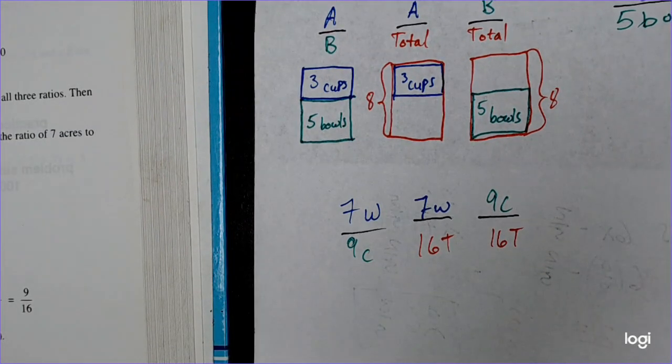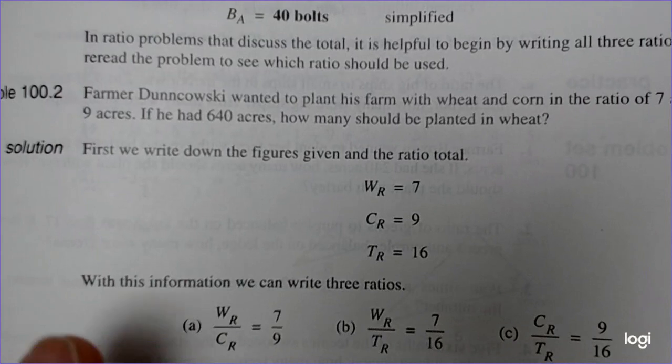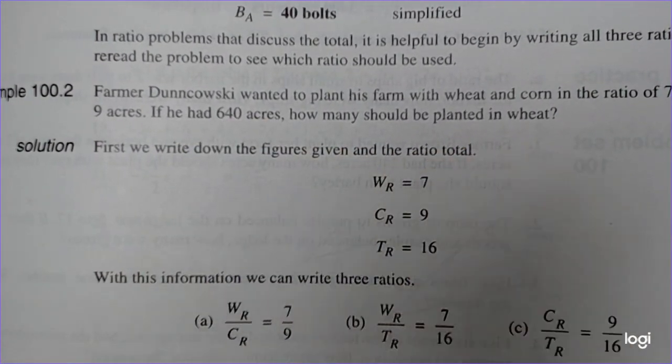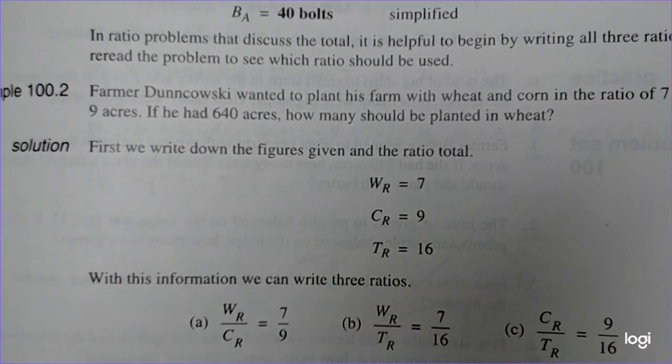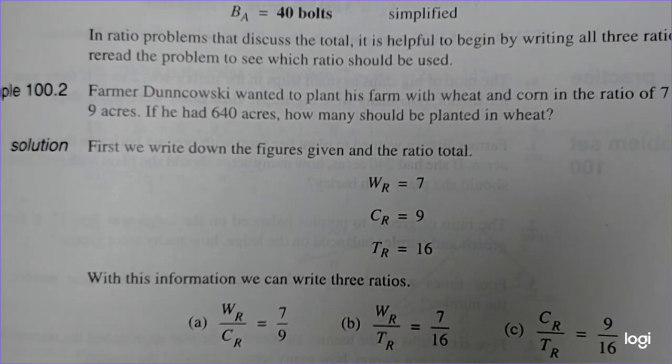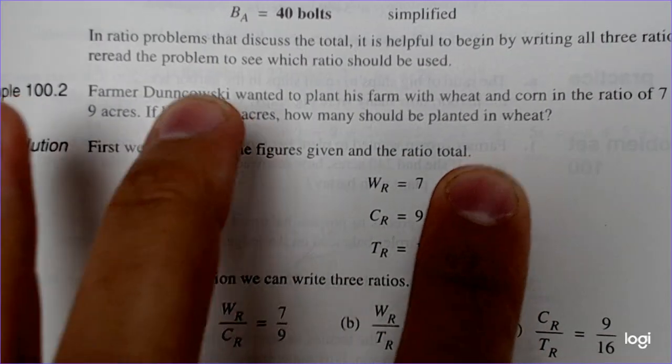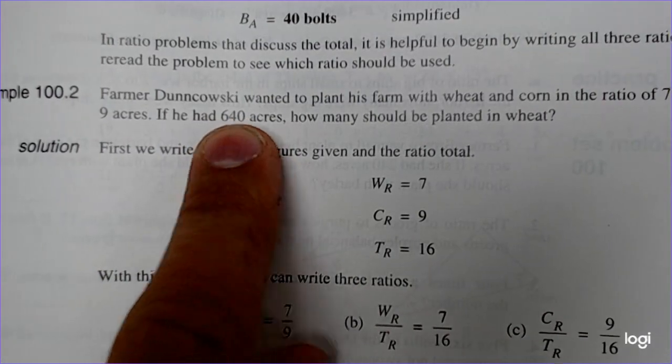Now I have to use my logical brain and figure out which of the 3 ratios I need to use to solve the problem. So let's go back, find out what they're asking for. Whoops. It says he had 640 acres. How many should be planted in wheat? Well, this 640, is that referring to corn? No, that's how many acres he had total. And we want to find wheat. So the ratio we should use should involve total and wheat.